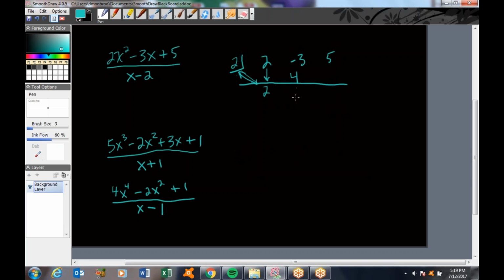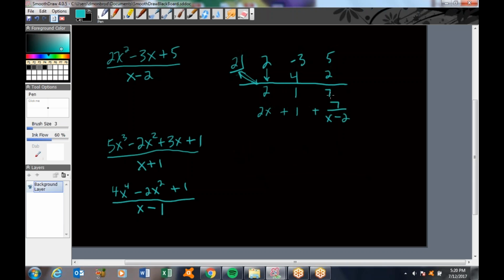So I add this, I get a 1. Now I repeat that. 1 times this 2 again over here, and I get a 2, and I put it back over here. Then I add these. So you keep repeating this process of multiply, add, until you're done. Now the final result here is this over here. We have a 2x plus a 1 plus a 7 over the x minus 2.